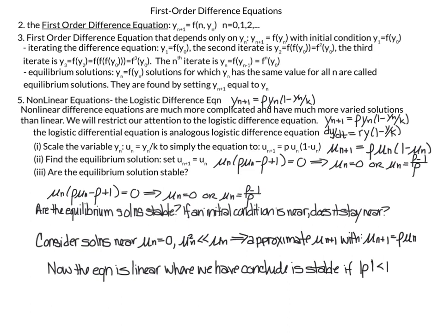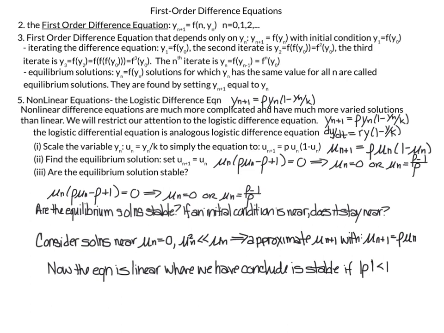We're linear. So then we can go back, because before we looked at the nonlinear equations, we looked at the linear equations and see what we had learned from our linear equations. In particular, we learned that the equilibrium would be stable if the absolute value of rho is less than 1.